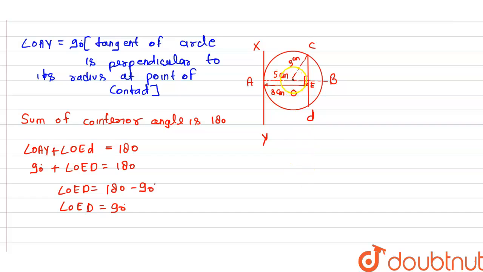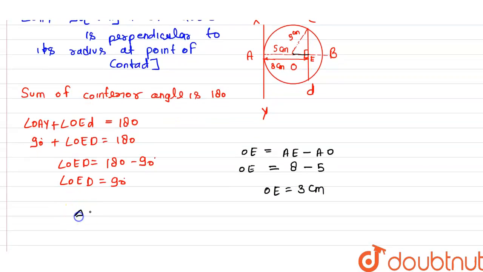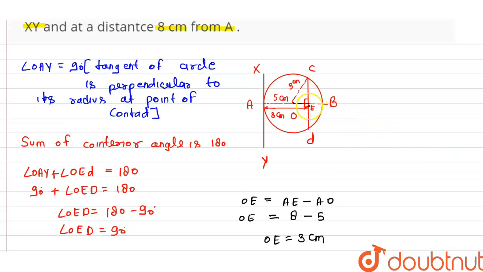And here if we find OE, then OE is equal to AE minus AO. Here we are given that AE is 8 cm, and minus AO, which is the radius of the circle, that is 5. So OE will be equal to 3 cm. So if we talk about the triangle OCE, it is right-angled at point E. So by using the Pythagoras theorem, the given triangle is right-angled at point E.